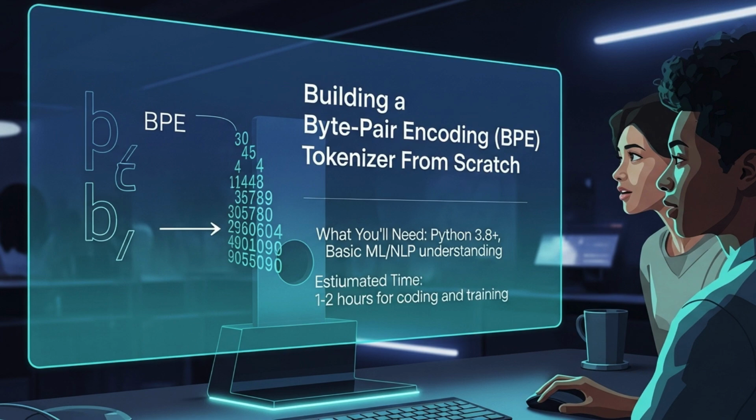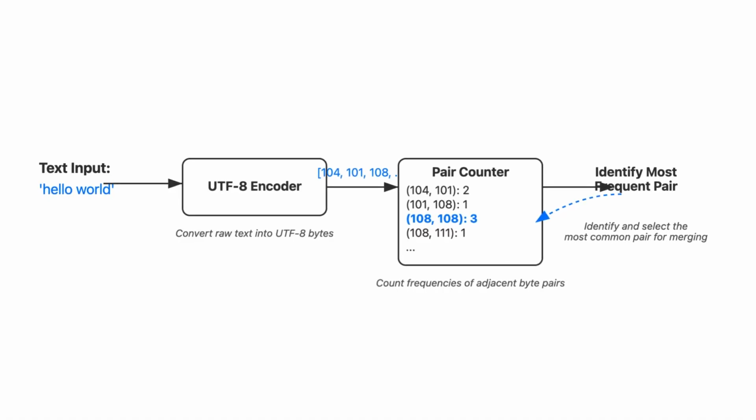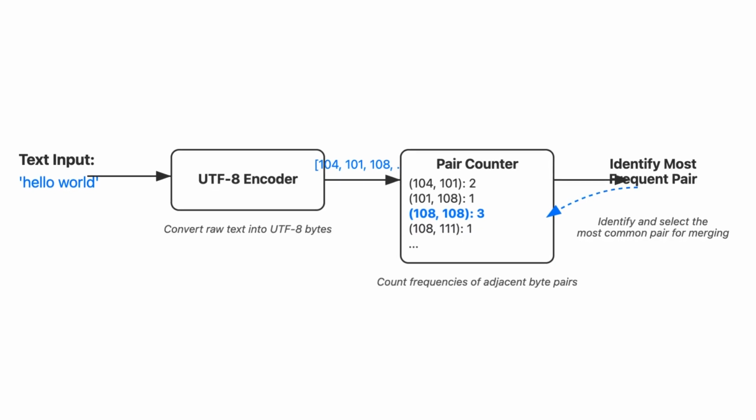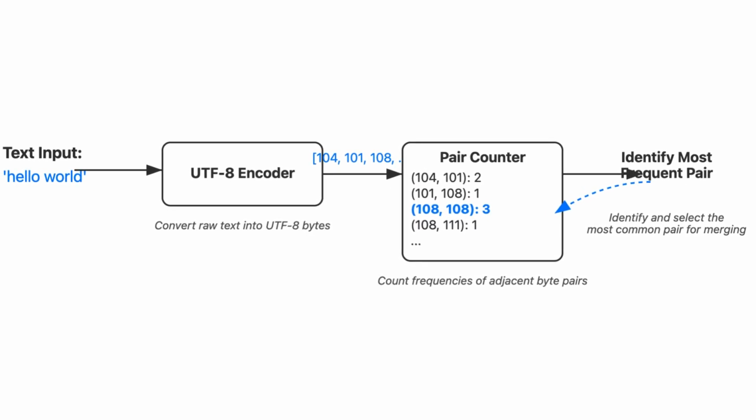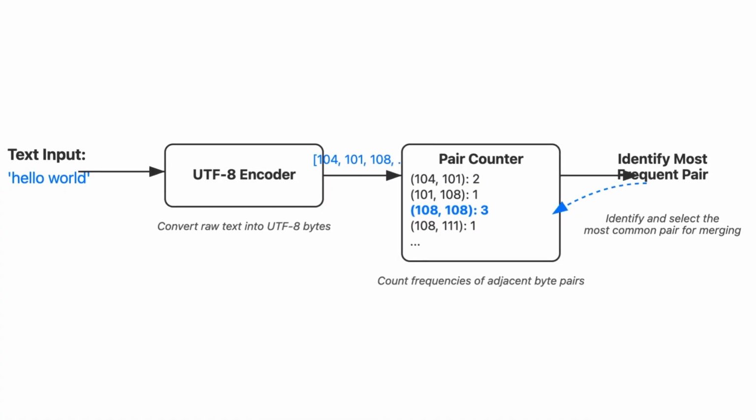Our journey begins at the most granular level, bytes. Every modern tokenizer starts by converting raw text into a sequence of UTF-8 bytes. Think of it as breaking down your text into its smallest fundamental units, each represented by a number between 0 and 255. This initial step gives us a vocabulary of 256 unique byte tokens.